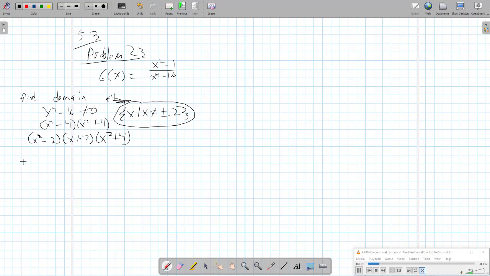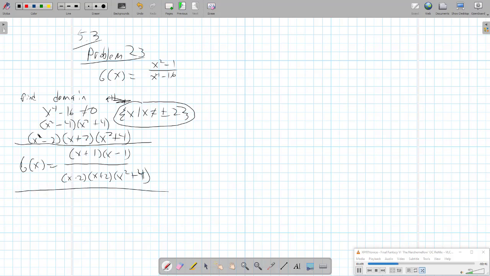Then the next thing we're going to do is see if anything reduces. So that's what the bottom factors to. The top does factor, but I don't think it factors to anything that would reduce. We get x plus 1, x minus 1. And on the bottom we have x minus 2, x plus 2, x squared plus 4. So yeah, nothing reduces. So let's talk about intercepts.